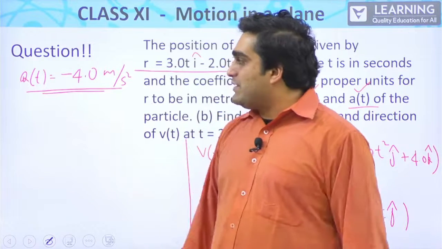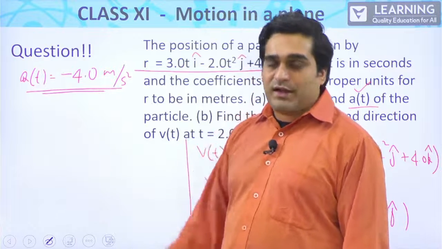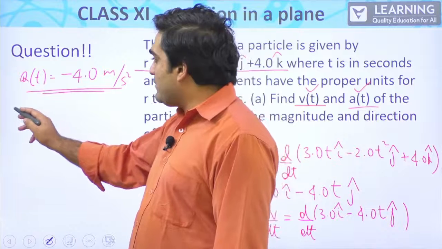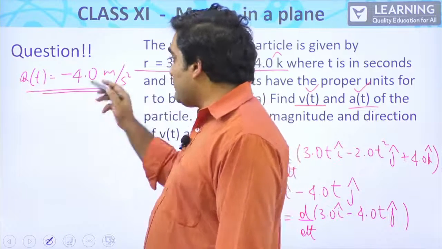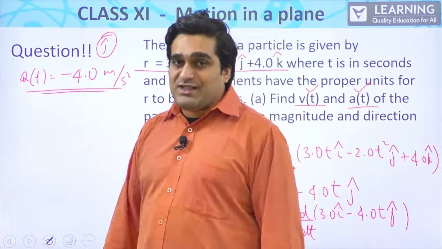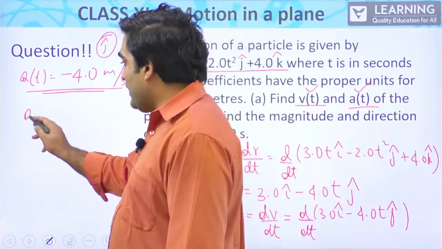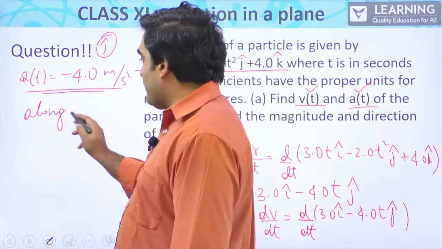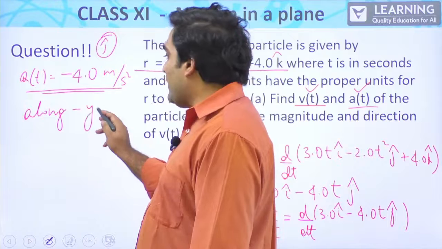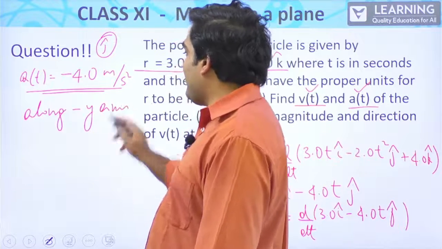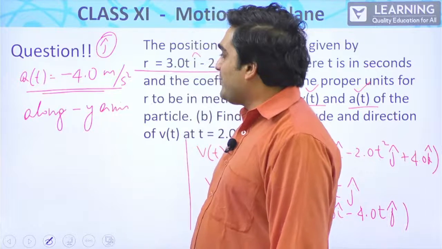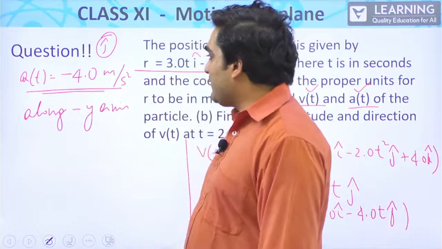Minus represents the direction, so we already have the direction. This would be along the y-axis, because remember the unit vector is along j cap. But since it is negative, it is along the minus y-axis, which means it will be in the downward direction. All right, along the minus y-axis.